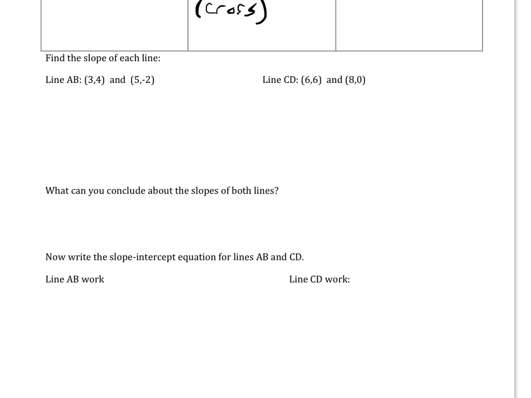It says to find the slope of each line. Line AB, and we can call a line, it would look something like this. I'm just going to draw it up here. It would be like line AB. That's just the name of it. I want you to find the slope of each of these lines and then come down here and answer this. So you're going to do these two things. Go ahead and hit pause now. Do those two things.